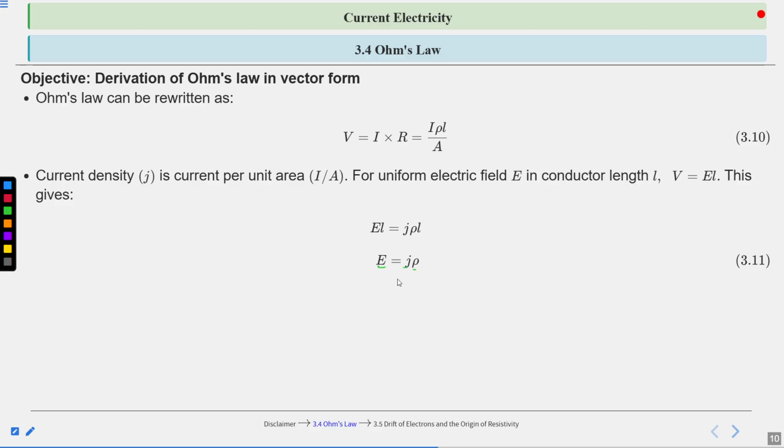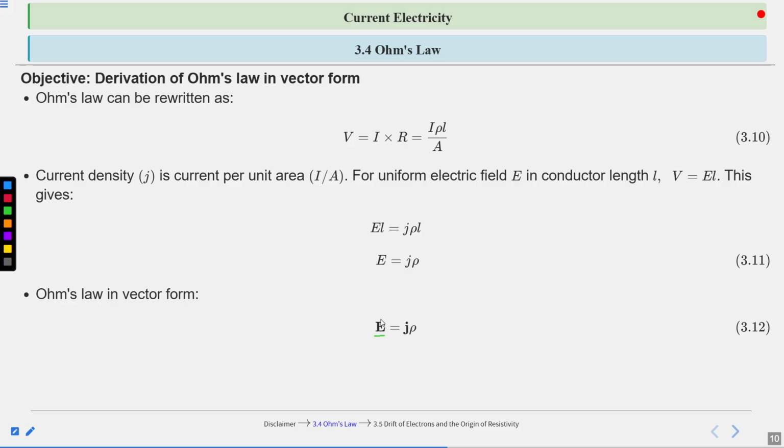Rho here is not density. Rho here is the resistivity of the material. Okay, so E, the capital E electric field, equals current density into resistivity. Okay, so now Ohm's law in vector form. Now we can represent Ohm's law in vector form. So electric field is a vector and this current density is also a vector. So we can represent it in vector form.